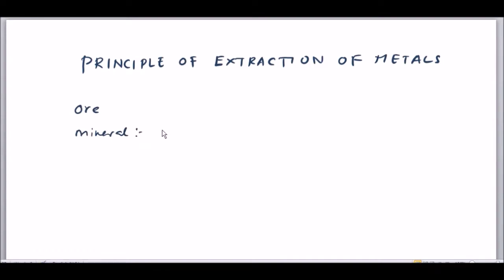The mineral is the impure form of metal, collectively known as a mineral. The mineral is the impure form of metal part which is available in the earth crust.